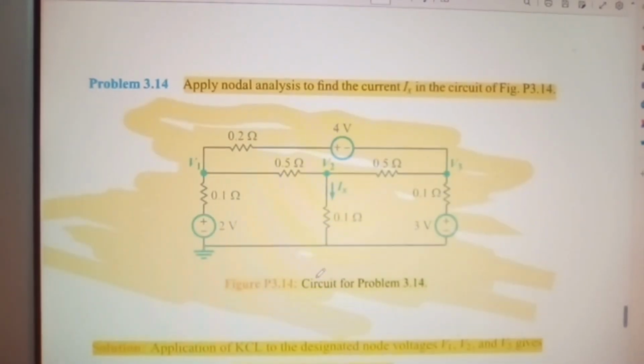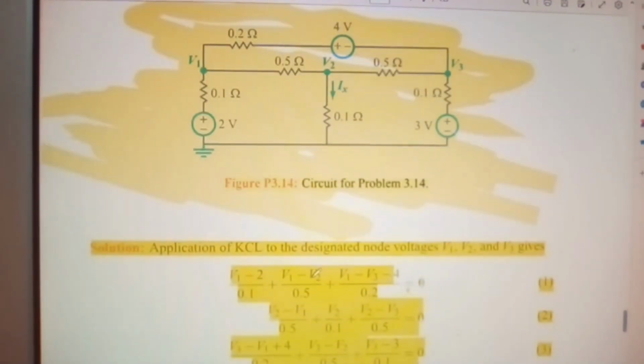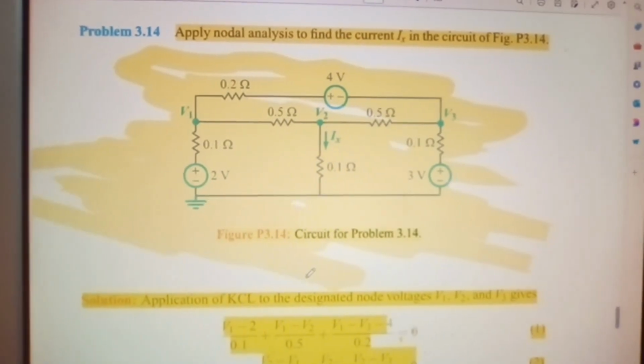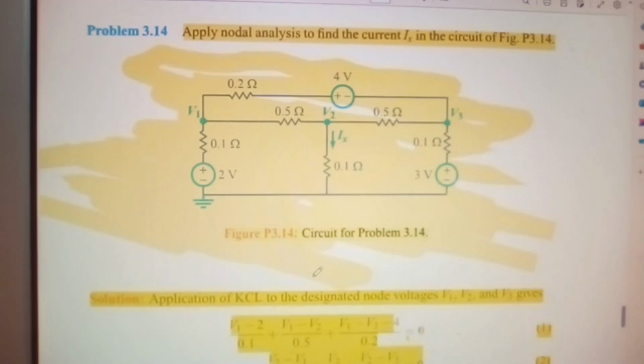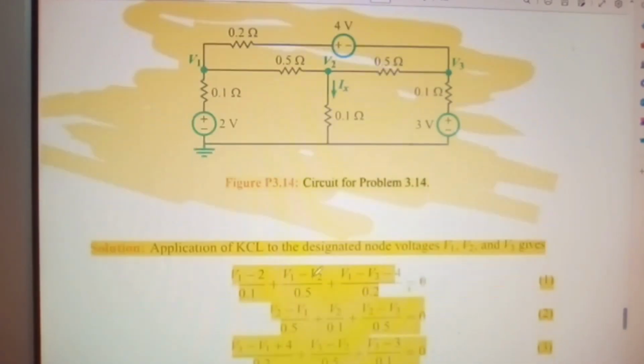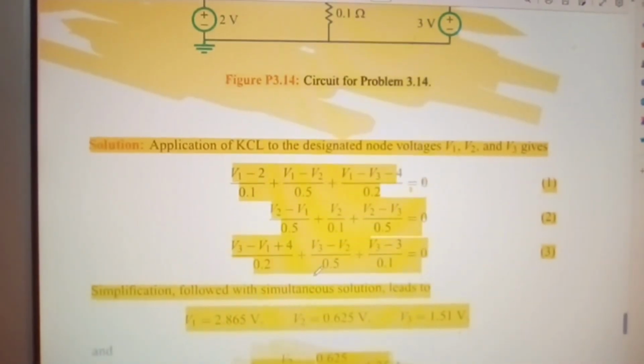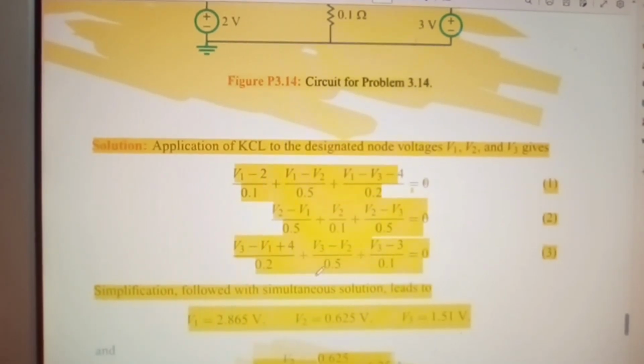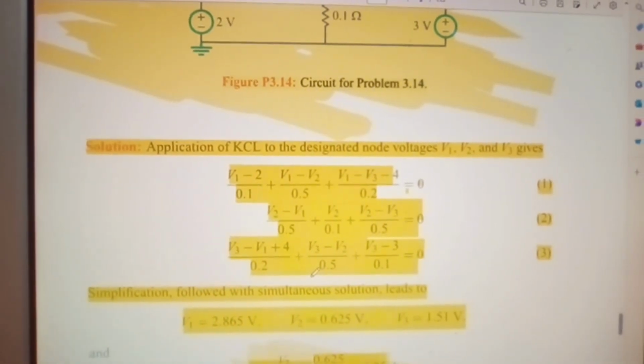Apply nodal analysis to find the current Ix in the circuit of figure P3.14. Again, this is something that you need to be working on, and you need to work it up, apply the principle for yourself. You should now be familiar with Kirchhoff's laws, Kirchhoff's current law, okay? Well, I don't remember Kirchhoff's current law, even though I had to do the calculations the other day. But it's something that you guys will need to apply. I'm an old man now, so I've got my excuse.